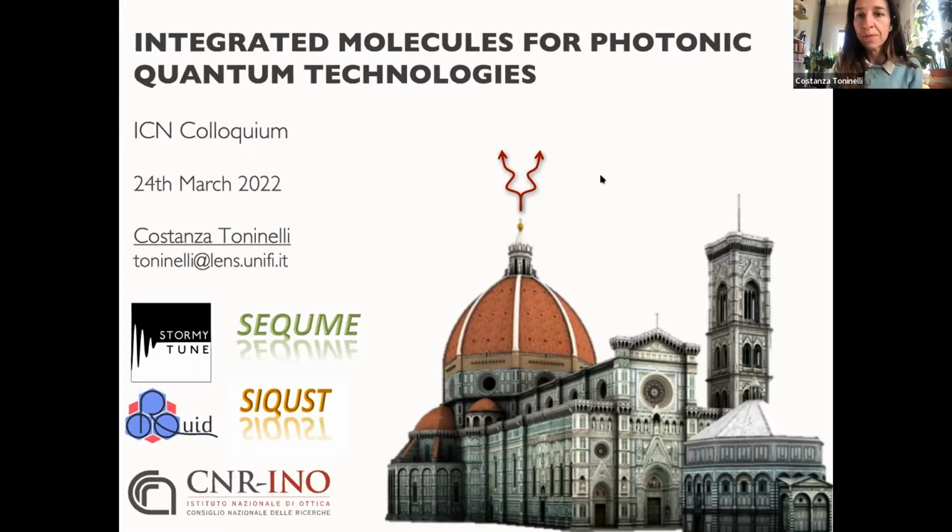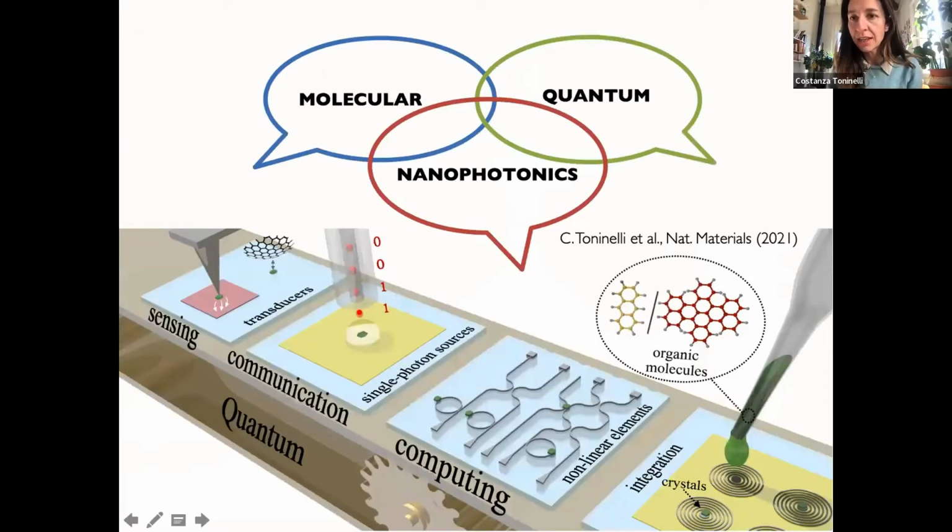Okay, so the way I recently like to describe my activity is with the words... just give me one second, I just wanted to add the pointer to make sure I have everything. Okay, awesome. Is with the words of molecular quantum nanophotonics.